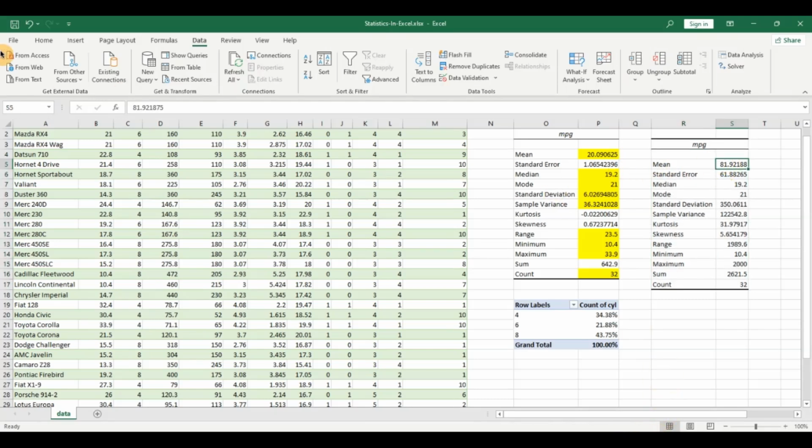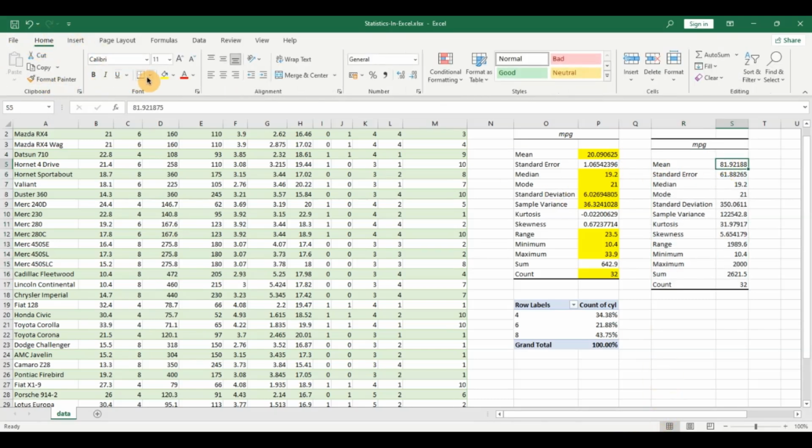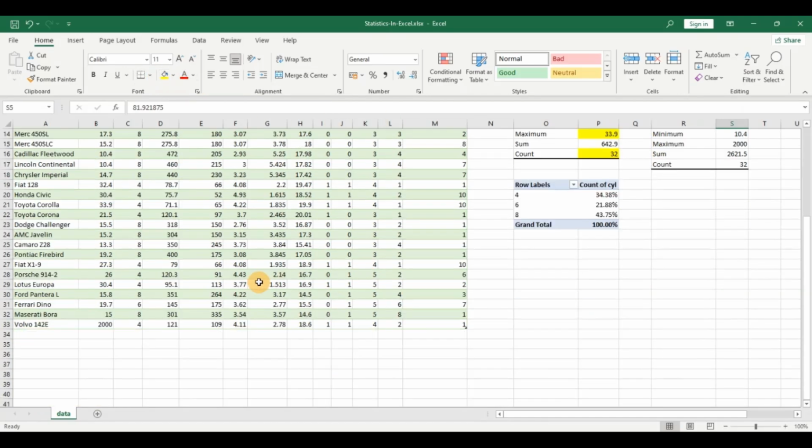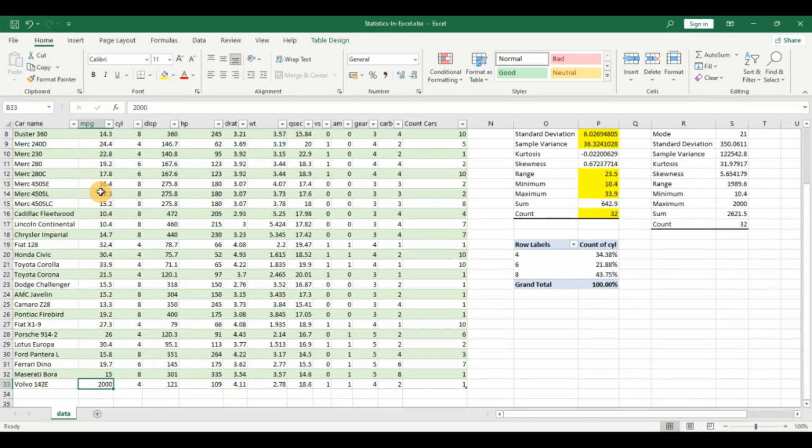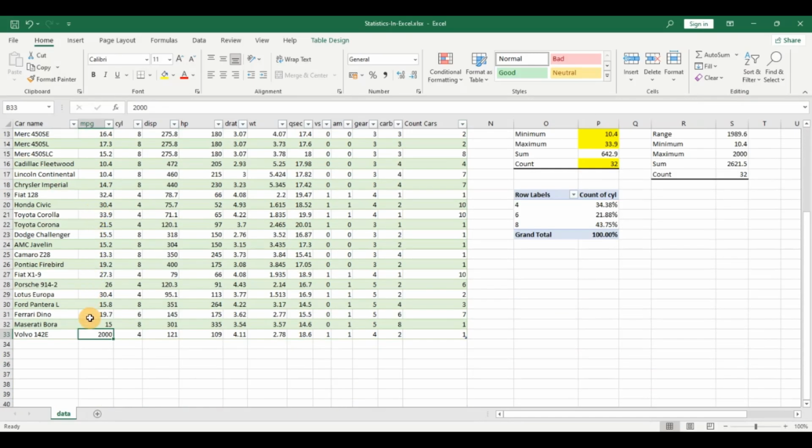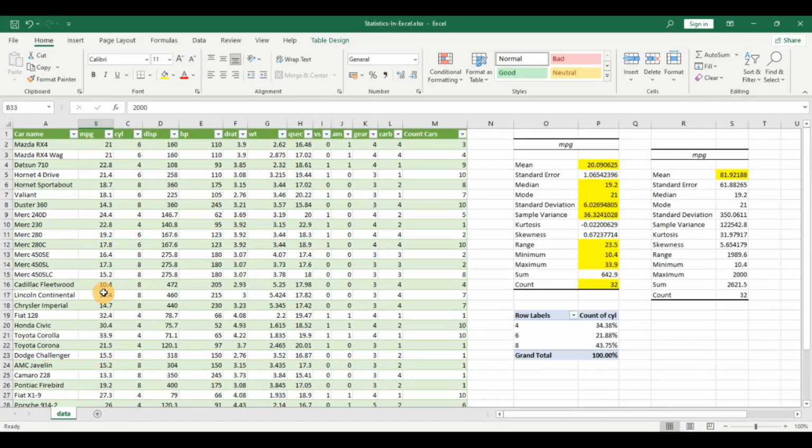Now I've just changed one value. I've added the miles per gallon as 2000. You can see 2000 differs by a huge amount from these other values, so we can call this an outlier. It's an anomalous value, because most of the values lie in the range, as we discussed, from 17 to 23 by looking at the descriptive statistics.